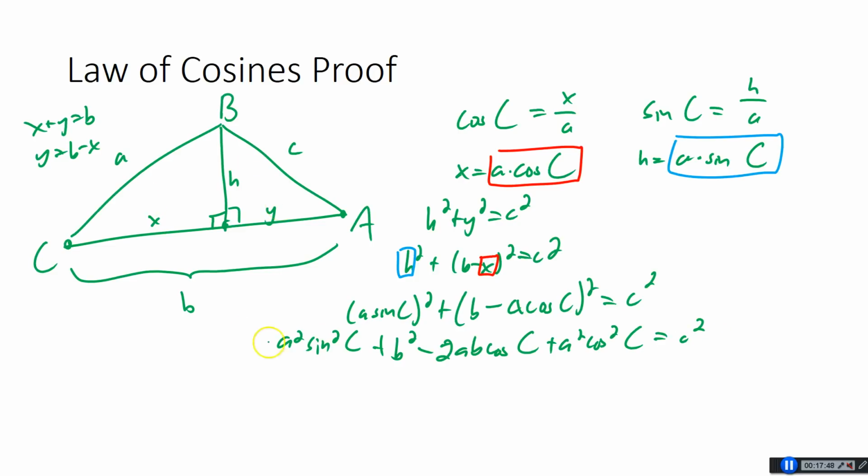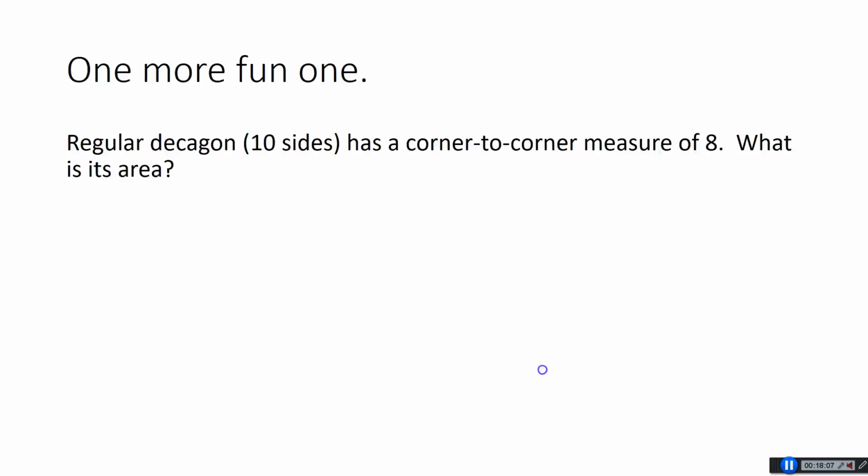So now we have a couple things with a squared in front of them. What I'm going to do is pull that a squared out and combine the sine squared and cosine squared. So I'm going to have a squared times sine squared c plus cosine squared c, plus b squared minus 2ab cosine c is equal to c squared.